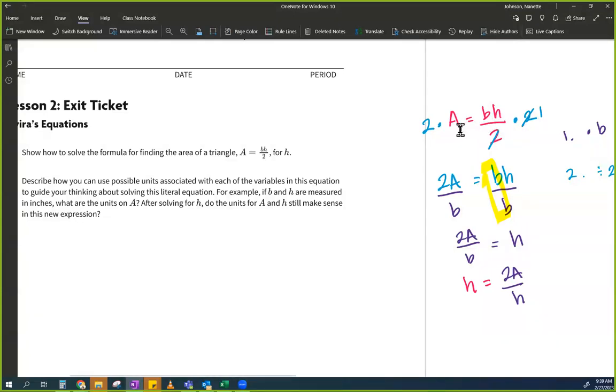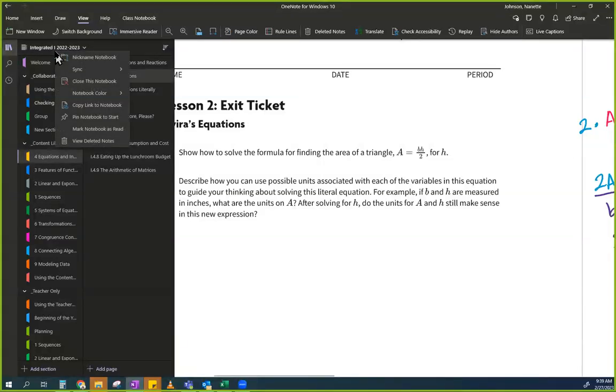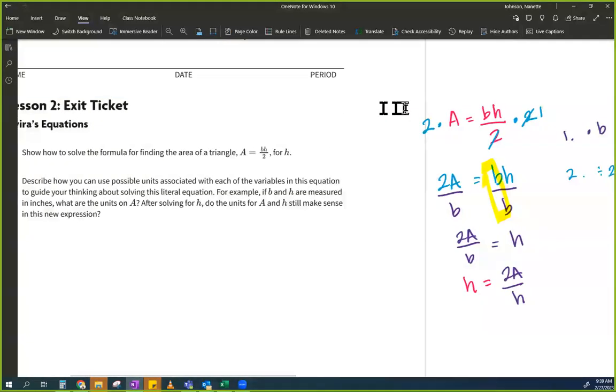Inches times inches means inches squared. Ms. Johnson, you can multiply units like that? Yes, you can. So inches times inches is inches squared, right? And that makes sense because that's how we measure area. When you're measuring area, you're thinking about tiny little post-its, an inch by an inch square, and you're covering that area, right?